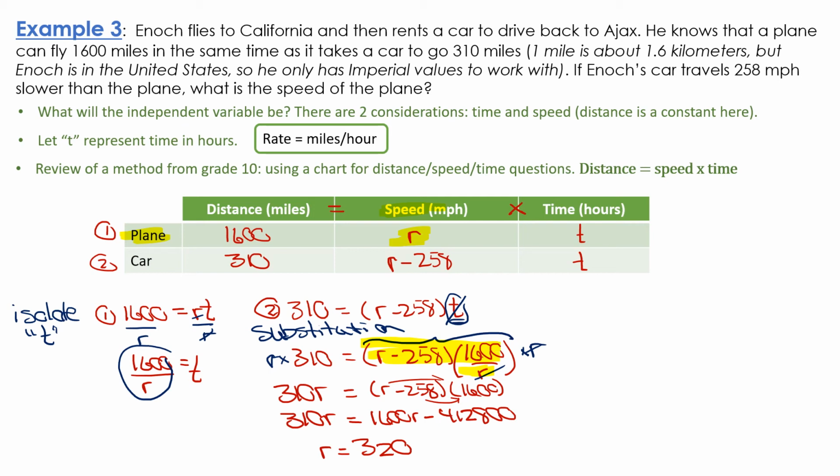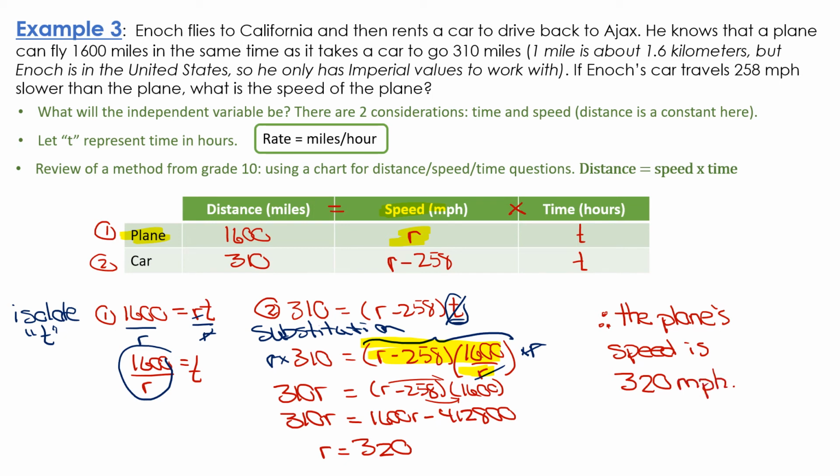I'm just looking up at the question here at the top. What is the speed of the plane? I didn't have to do anything else. I kind of was expecting to have to sub this r back into something over here, but I don't. This is all I have to determine. Therefore, the plane's speed is 320 miles per hour.